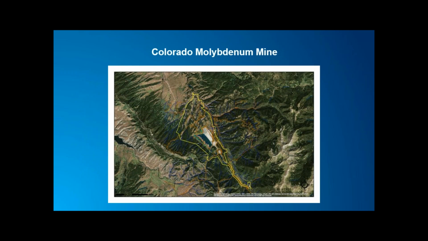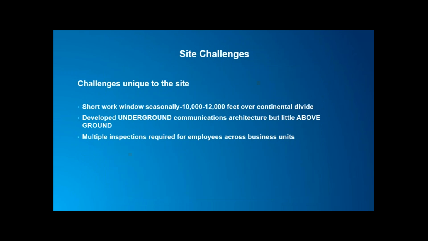We're going to speak specifically today about one of our operations. It's a Colorado molybdenum mine, and we had several unique challenges associated with this particular site. One of them was just a short work window seasonally, because of the elevation and the fact that it spanned the Continental Divide. We had 10 to 12,000 foot elevations, and what that did was result in a very short work window.